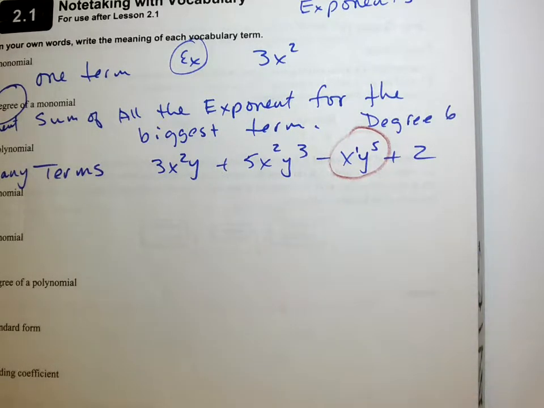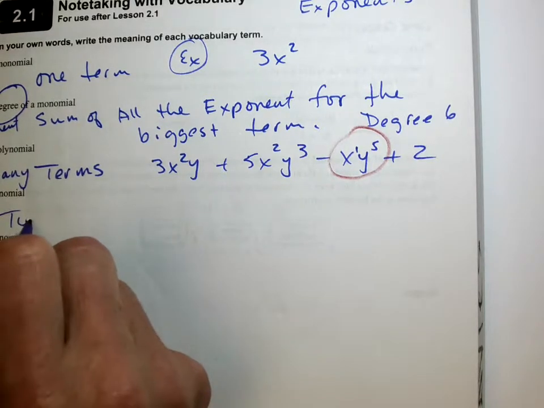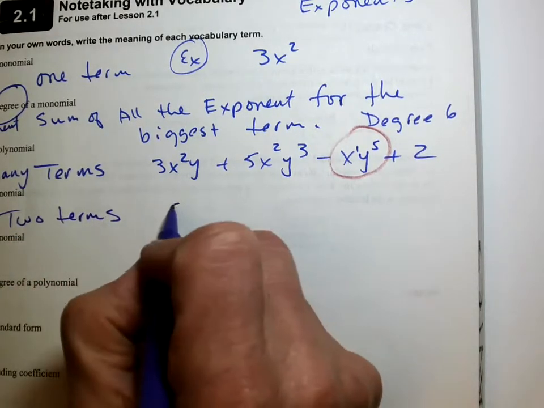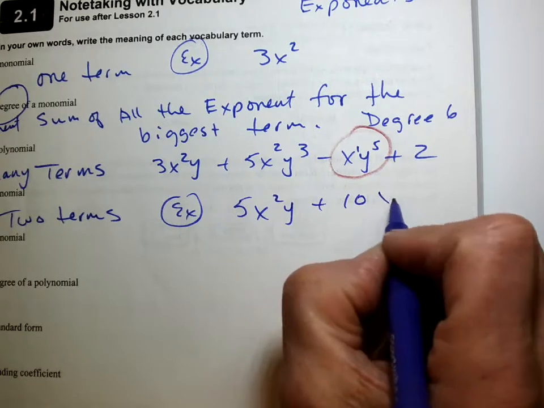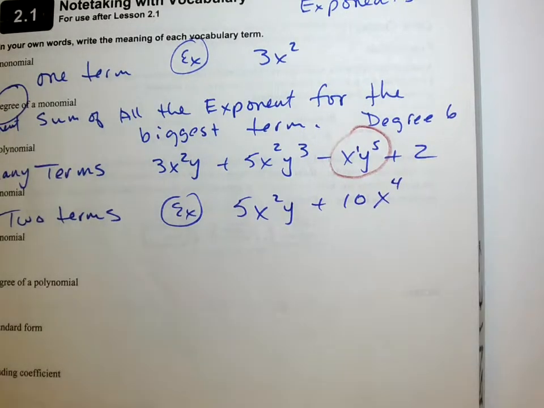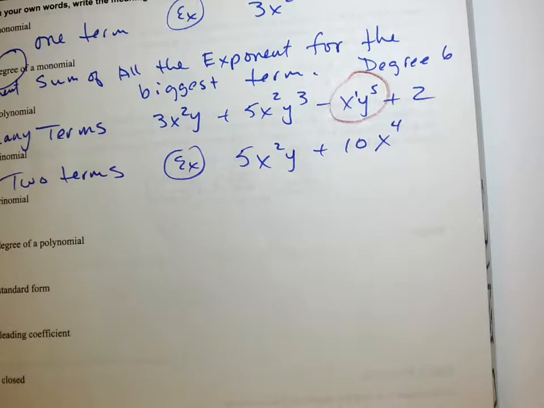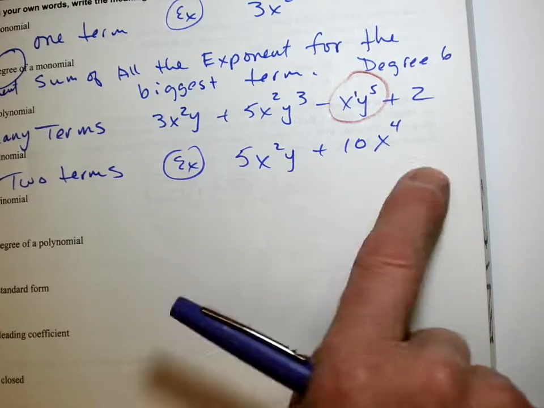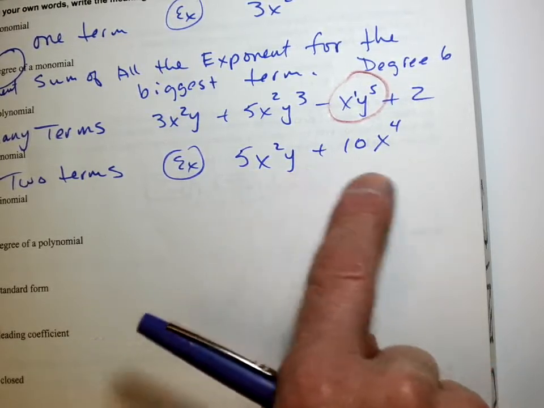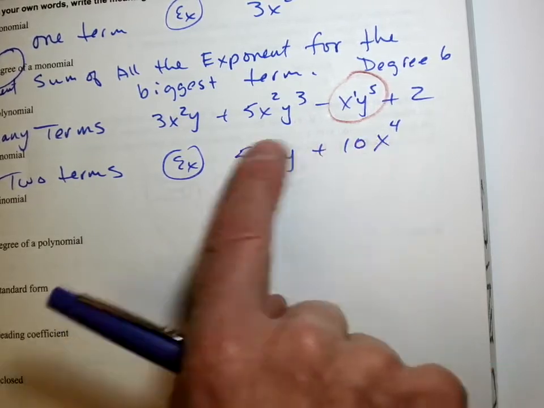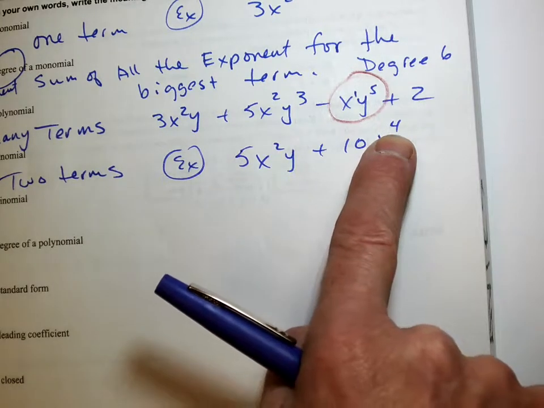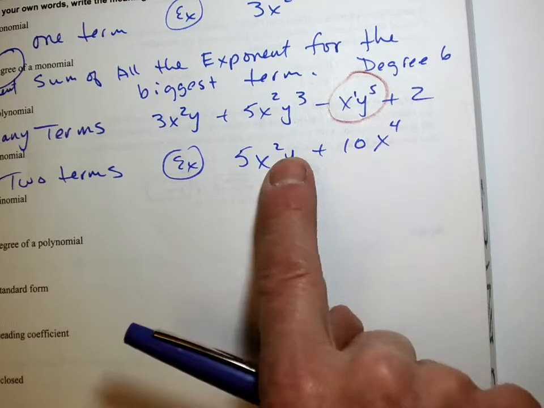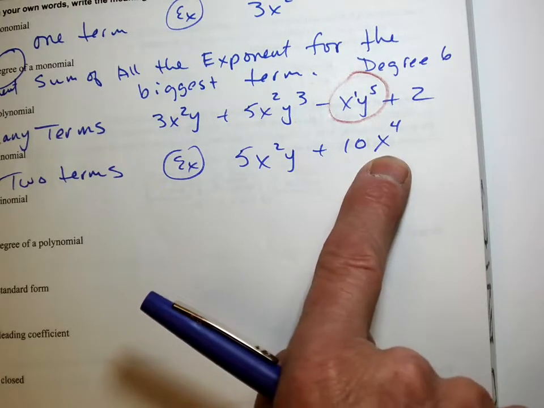All right, now binomial. 2 terms, right? Example, if I have 5x squared y plus 10x to the 4th, that's a binomial, 2 terms. What's the degree of this one? What's the biggest exponent? 4. This one's 3 and this one's 4. It's always the biggest. The degree is 4. It's that easy.